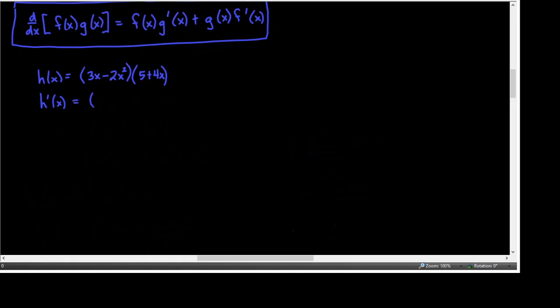So let's learn that. It's first function times the derivative of the second function plus the second function times the derivative of the first one.